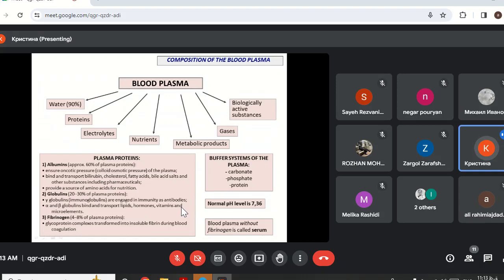Blood plasma, which is the extracellular matrix of blood as a tissue, includes water, about 90%, and the rest 10% is proteins, electrolytes, which means ions, nutrients, amino acids, lipids, sugars, etc., metabolic products, including wastes, gases, and biologically active substances, such as hormones and others. Plasma proteins include albumins, globulins, and fibrinogen.